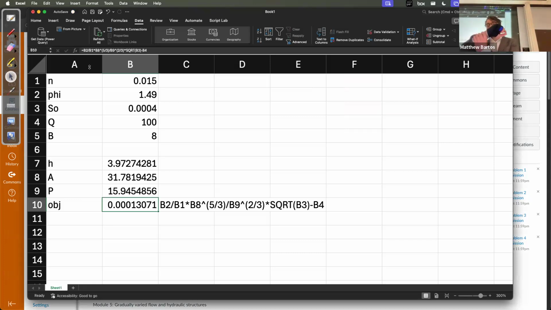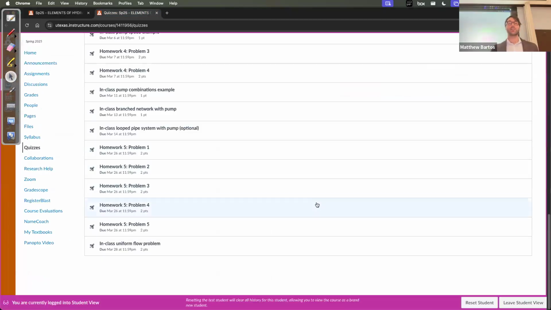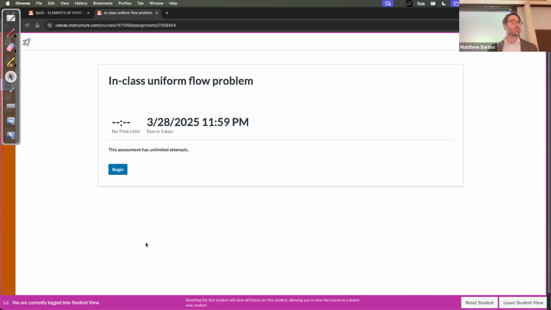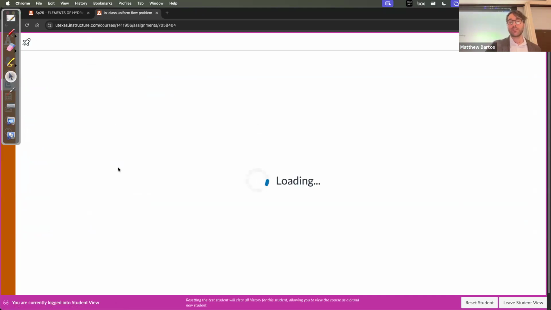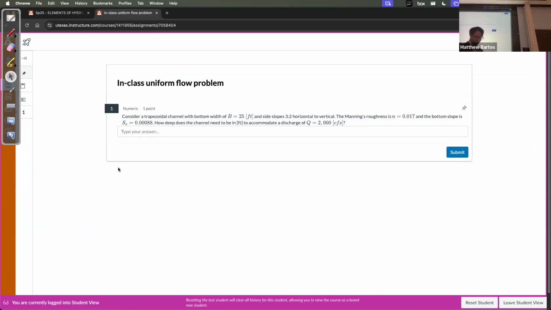All right, so with that, for the rest of the class, I have an example for you to work on. This is under Canvas quizzes, in-class uniform flow problem. It's going to be similar to the example I showed you, but with a more complex hydraulic geometry. So we're going to be looking at a trapezoidal channel. So go ahead and work with small groups to solve this problem. You should be able to do it by the end of class, but if not, this is due on Friday. All right, any questions before you get started? Nope, okay. Good luck.